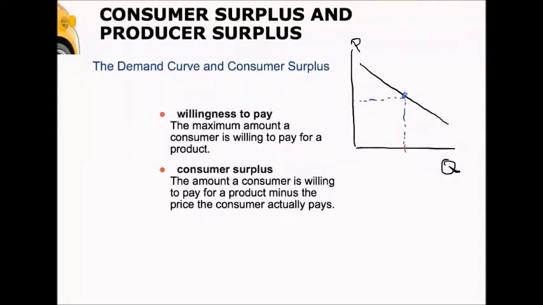If we look at a different quantity, the law of demand says that consumers are willing to pay more if we're talking about a lower quantity. So again, our demand curves tell us the willingness to pay, or the maximum amount that consumers are willing to pay for a given quantity. Now, consumer surplus is the amount a consumer is willing to pay for a product minus the price the consumer actually has to pay. And so we're going to see that consumers tend to benefit when they buy a good or a service, as long as they're willing to pay more than they actually have to pay. How does this work?